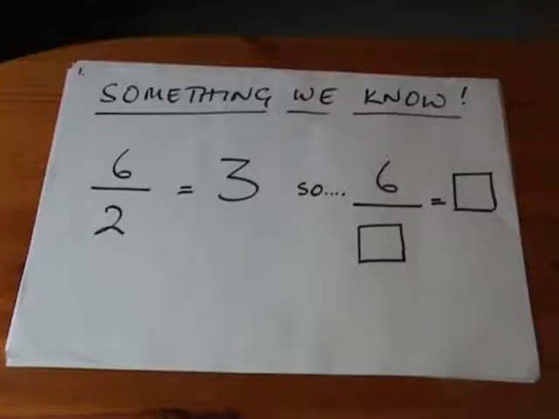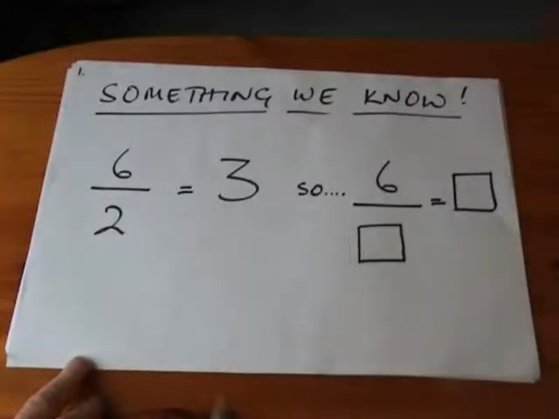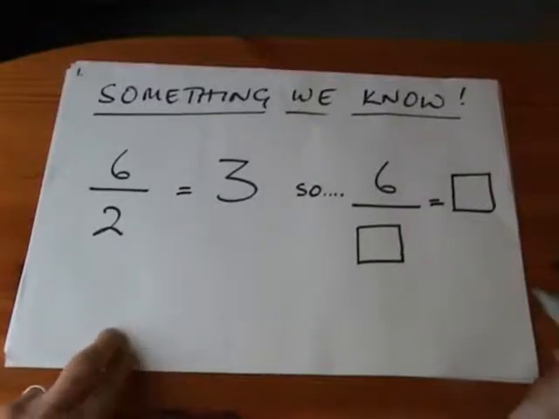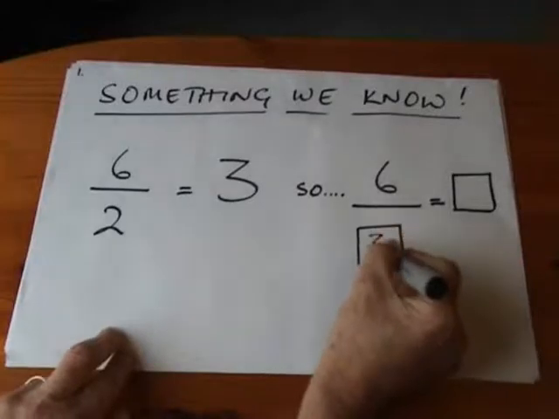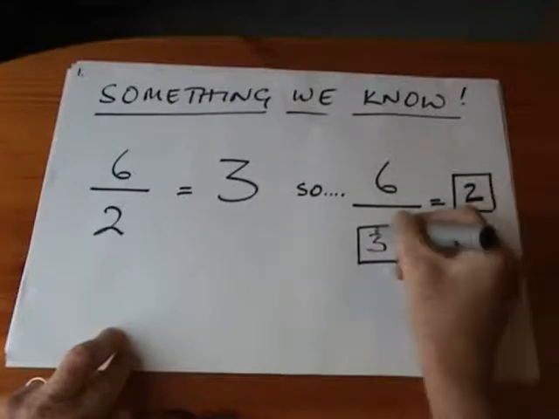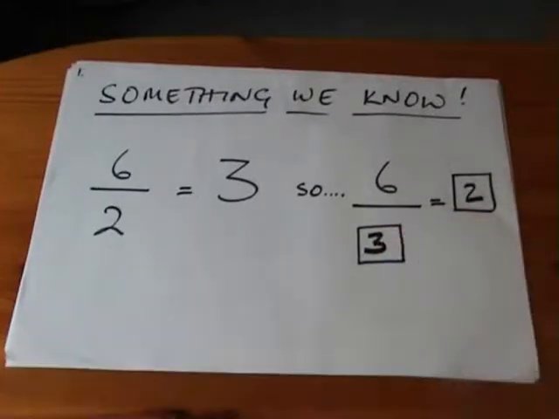Okay, so let's start off from something that we know to be true. 6 divided by 2 is 3. So 6 divided by what is what? Well, I can shuffle those numbers around and put the 3 down here and the 2 up here, and I get effectively a true statement, which is still true, using the same numbers.